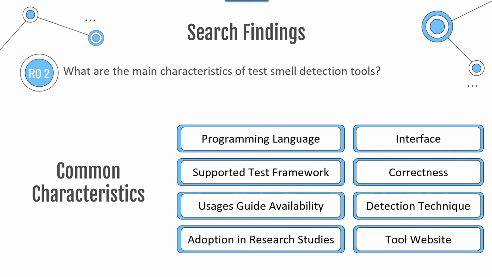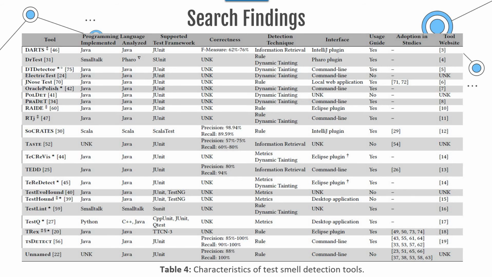We review our set of smell detection tools with respect to eight characteristics. The eight characteristics are listed here. Here we present the main table listing all the characteristics of the tools. In case we cannot locate the needed information, we label it as UNK, unknown, in the table.